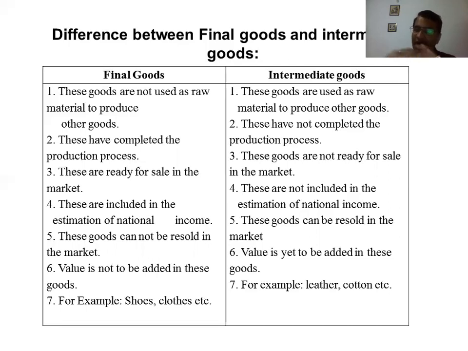In final goods, value is already added, so no more value is to be added to these goods. But here, value is yet to be added. Shoes and clothes are final goods, but leather and cotton are intermediate goods. So these are the basic differences between final goods and intermediate goods.